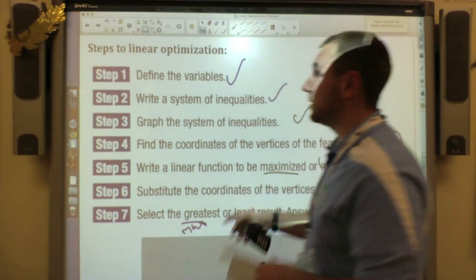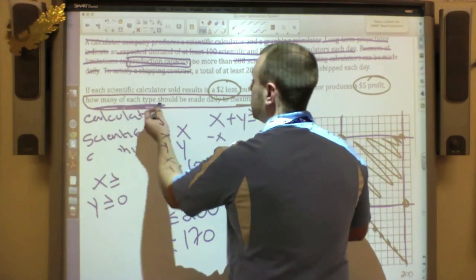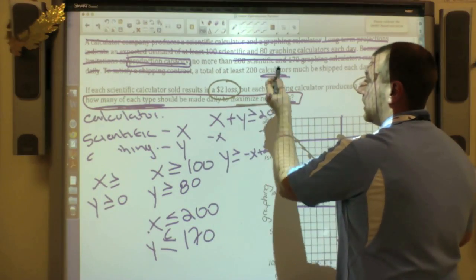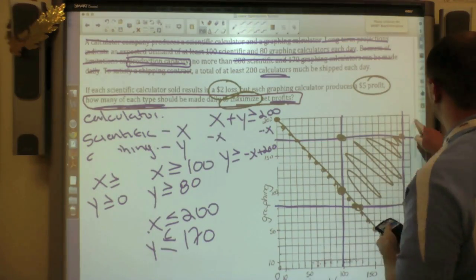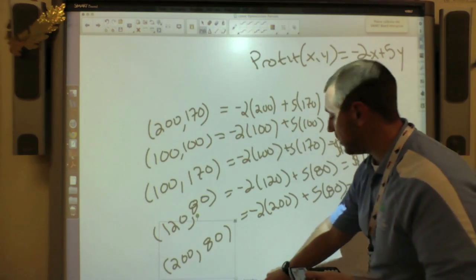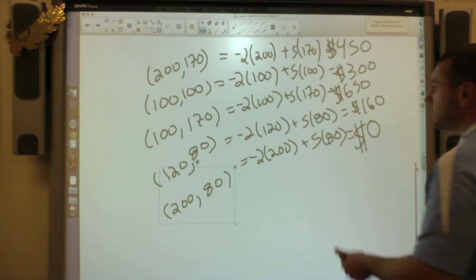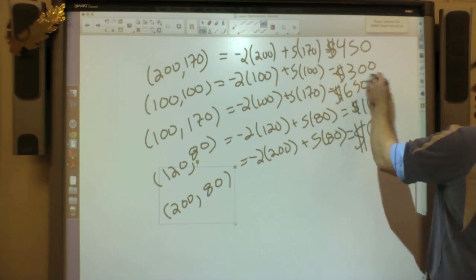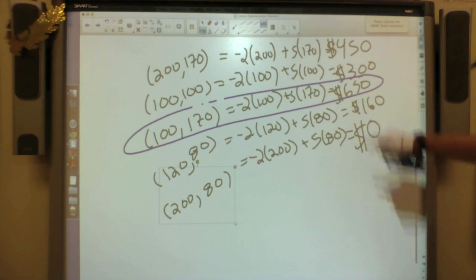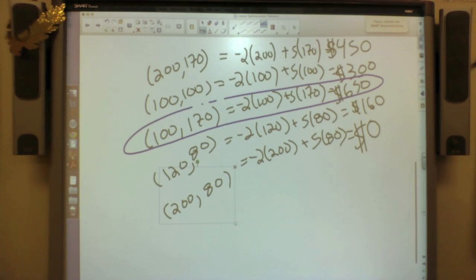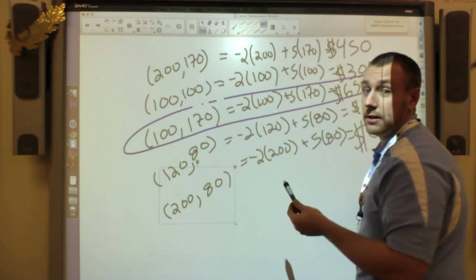So now, all I have to do is go back and answer the problem. Select the greatest and least. Well, what do I want to do? How many of each type should be made daily to maximize net profits? I want to maximize. So I want the total. So I'm going to continue going back here. Well, what's my maximum value here? Oh, my maximum value is actually right here. That's a $650 I make daily if I produce 100 scientific and 170 graphing.